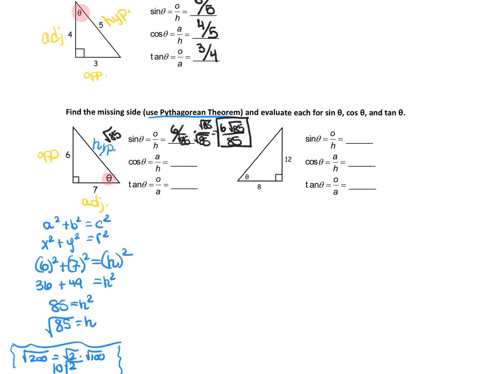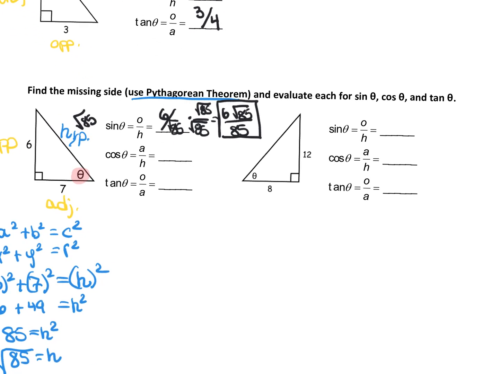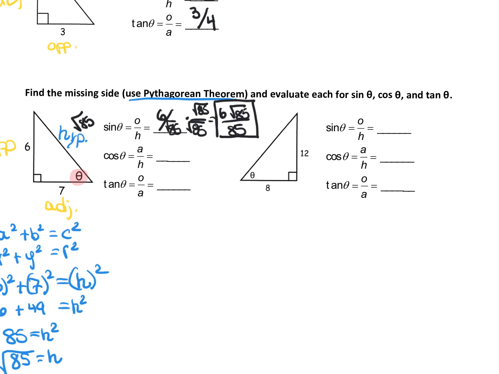The next one is the cosine. So I'm going to do the adjacent, which is 7 over square root of 85, which again, we can't leave. We have to rationalize. We multiply by root 85 over root 85. That gets us 7 root 85 all over 85. And then tangent is the opposite, the 6 over the 7.